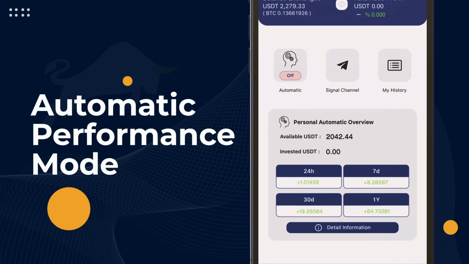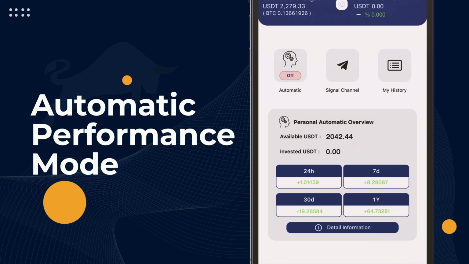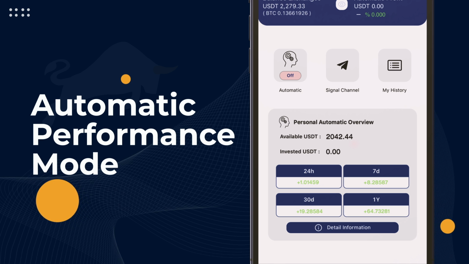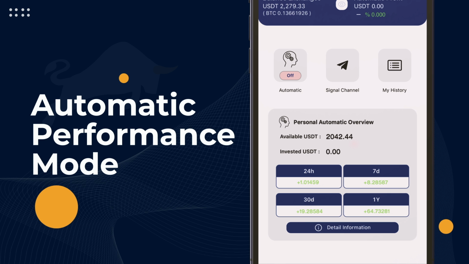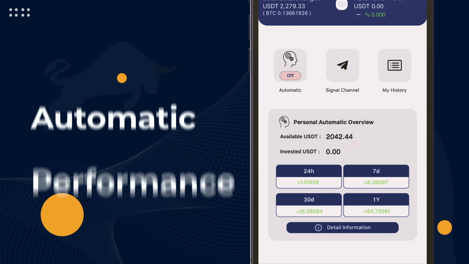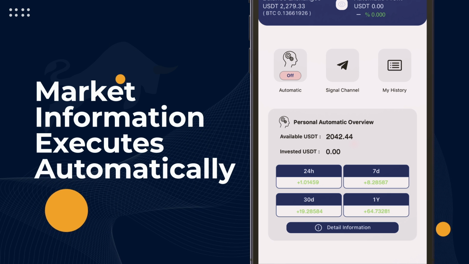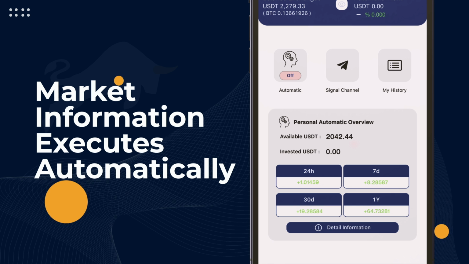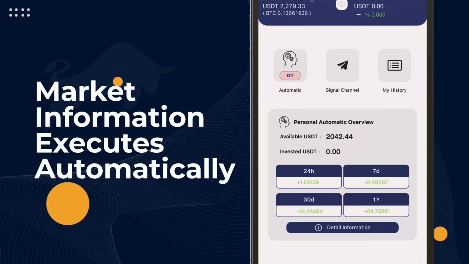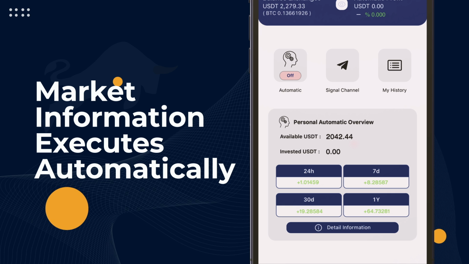The automatic performance mode executes market information automatically. Transactions will be fully automated as long as you have USDT on Binance. There are two approaches to this. According to this information, market data is analyzed and processed automatically. You can always get information about these analyses or look at the charts.